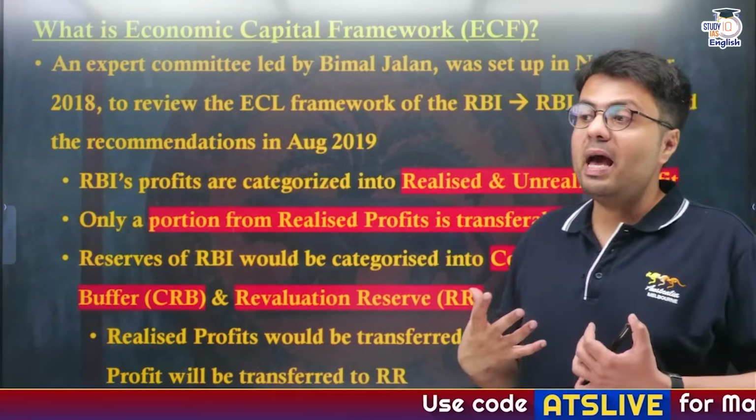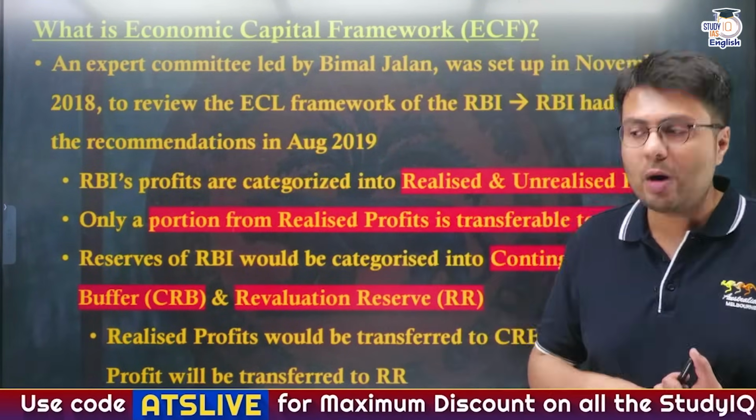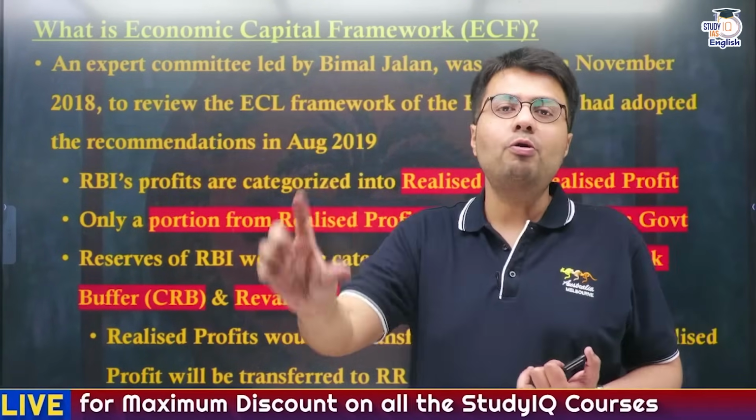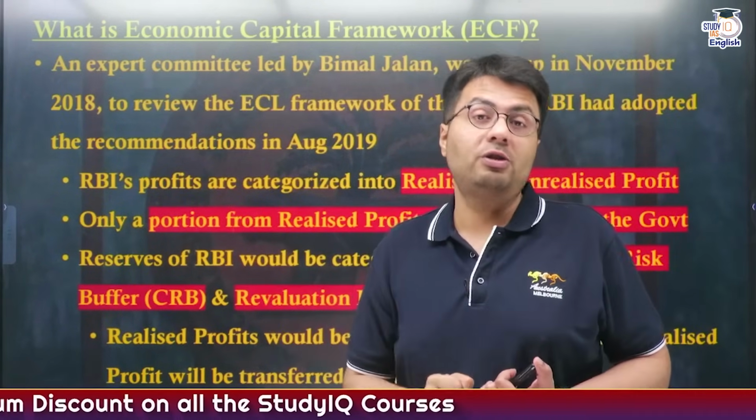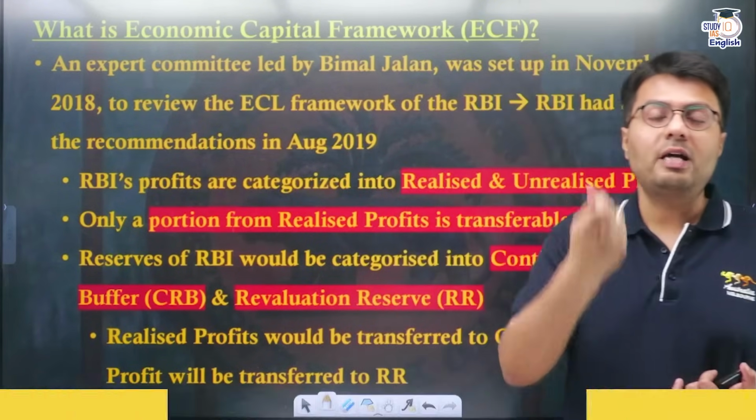Government has many obligations like welfare schemes, like infrastructure creation, and for all of that you require money. But will RBI, as an autonomous institution, give every profit to the government? The answer is no. RBI needs to keep a sizable portion of its profit aside as provision requirement. So how much provision should RBI keep? That was decided by ECF.